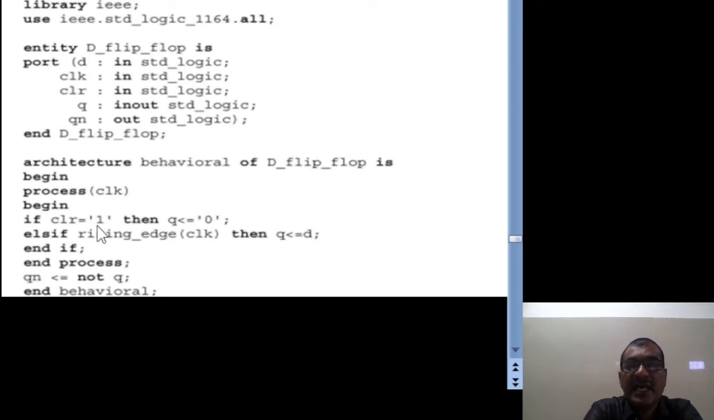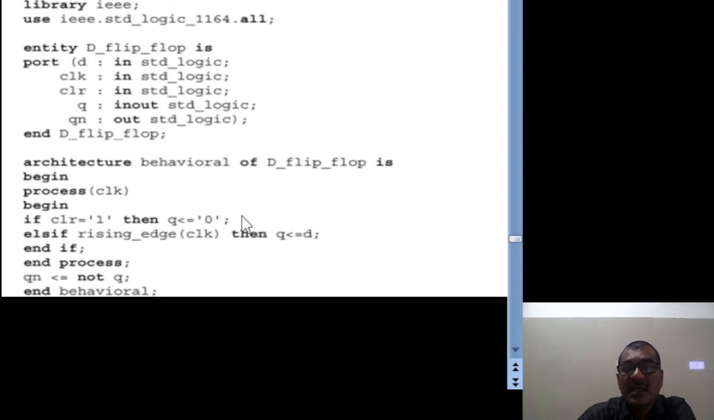I have not shown it in the diagram, but generally preset and clear are the two inputs available as asynchronous inputs. Asynchronous inputs means they cannot align with the clock signal, so the first priority is given to the asynchronous signals. First you check the clear input. If clear is 1, then Q is 0, that is the flip-flop goes to reset mode. If clear is 0, then it checks the clock signal. If a proper clock is available, it does the flip-flop functionality, otherwise nothing.